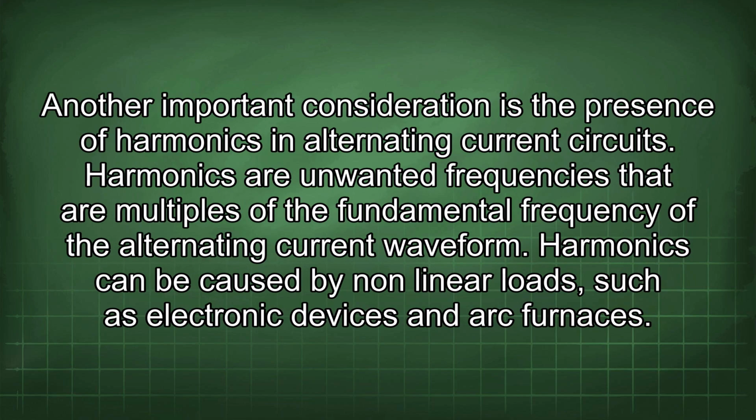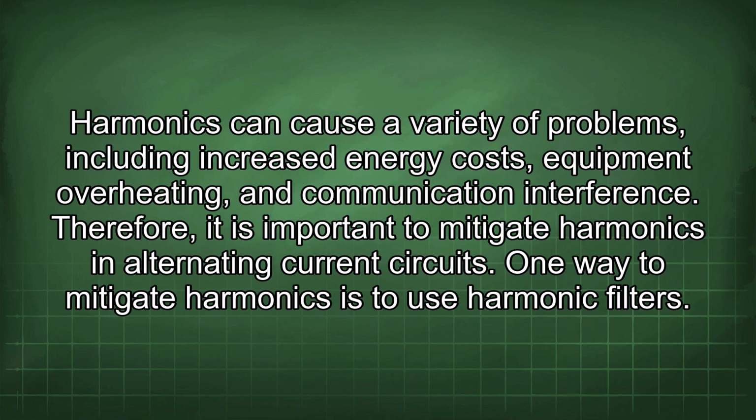Another important consideration is the presence of harmonics in alternating current circuits. Harmonics are unwanted frequencies that are multiples of the fundamental frequency of the alternating current waveform. Harmonics can be caused by nonlinear loads, such as electronic devices and arc furnaces. Harmonics can cause a variety of problems, including increased energy costs, equipment overheating, and communication interference. Therefore, it is important to mitigate harmonics in alternating current circuits.